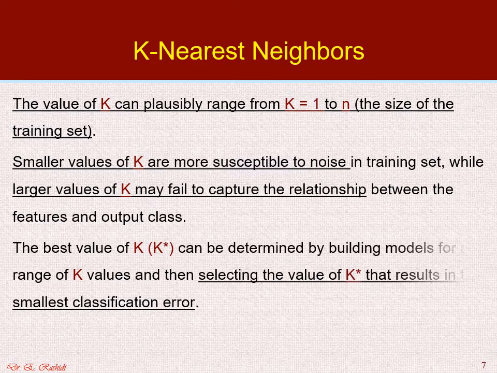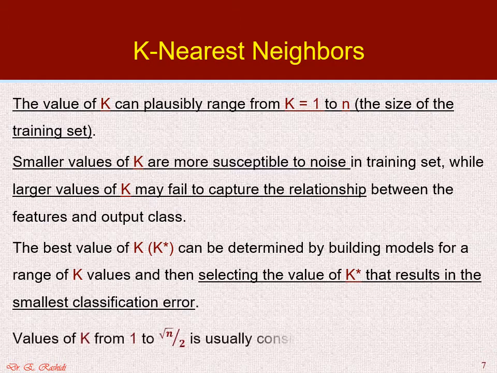The best value of k, which we can denote by k star, can be determined by building different models for different ranges of k, and then selecting the value of k star that would result in the best model, which is a model that has the smallest classification error. So generally in practice, instead of ranging k between 1 to n, we would range it from 1 to the square root of n divided by 2.